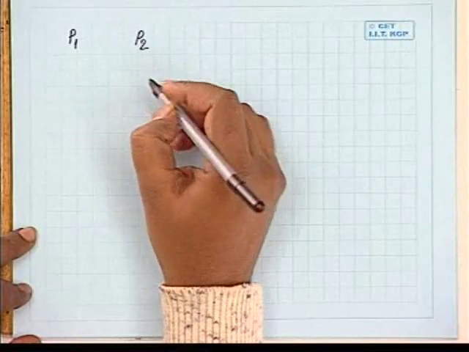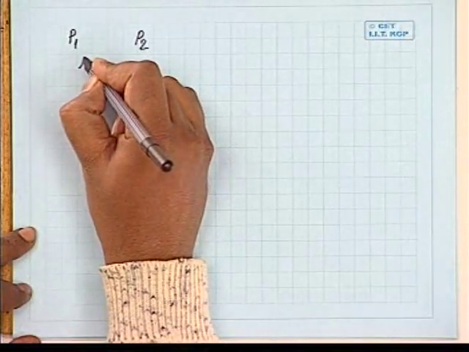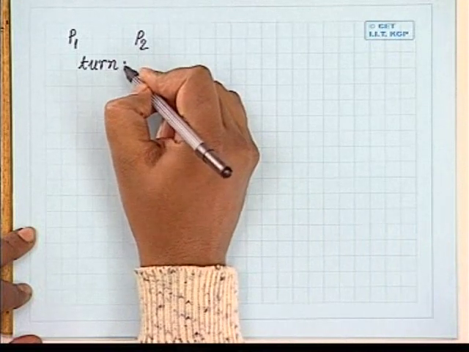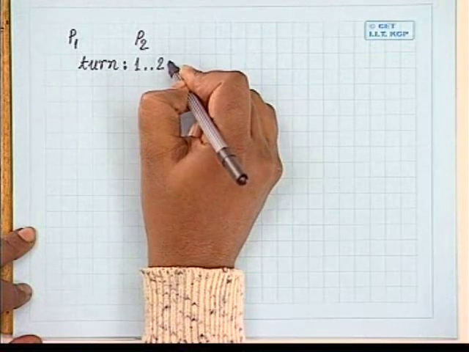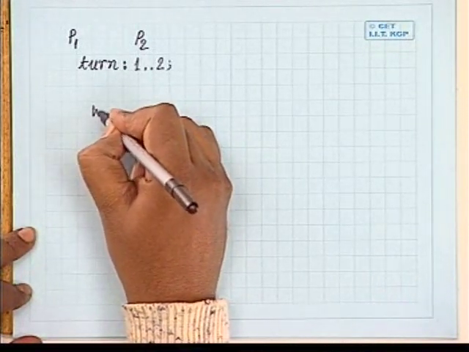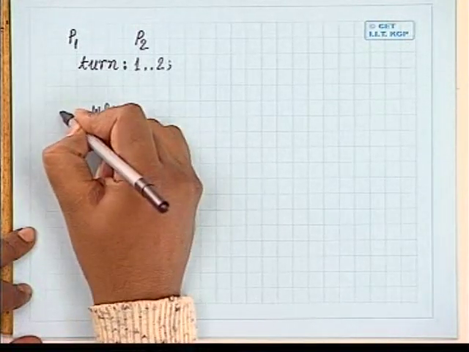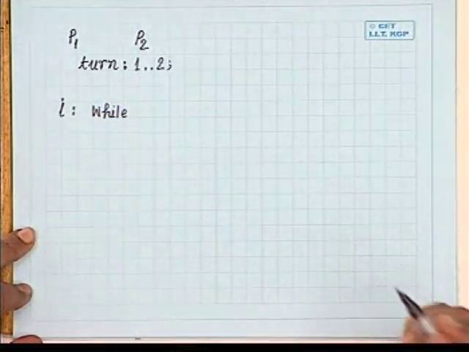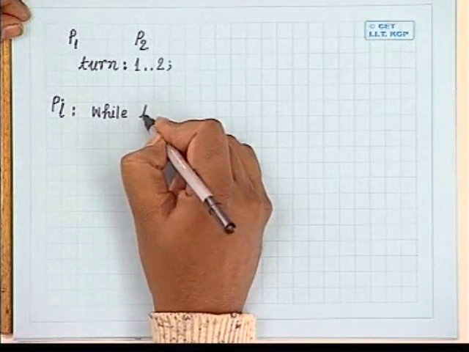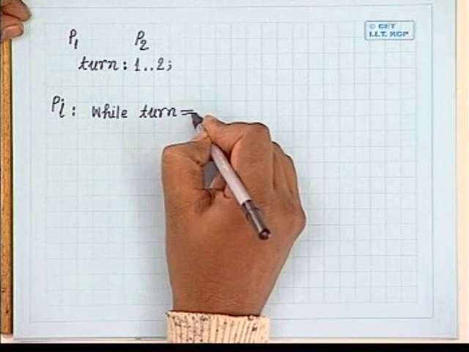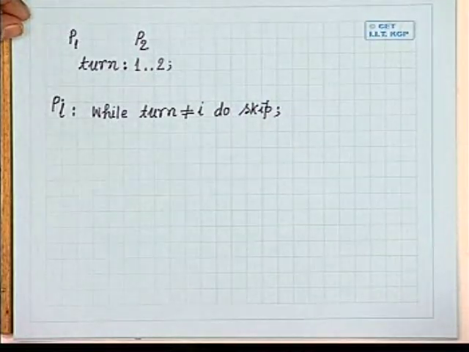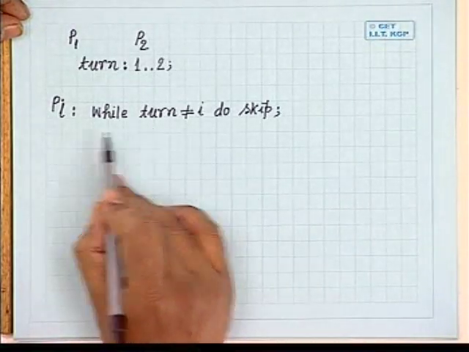In the entry section, I can check the shared variable, let us call it turn, because it decides whose turn it is to enter the critical section, and turn can assume a value of either 1 or 2. Then for every process, the entry section can be written like this. Let us assume that this is the ith process; i may be 1 or i may be 2. So in the entry section, we can write: while turn is not equal to i, do nothing. This is just a waiting loop. So when turn is equal to i, only then can this ith process enter the critical section.